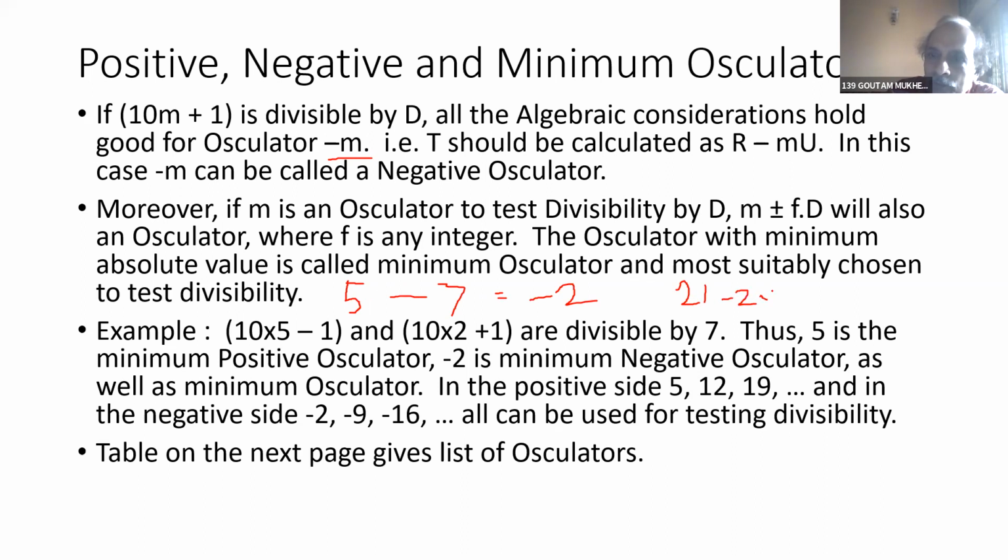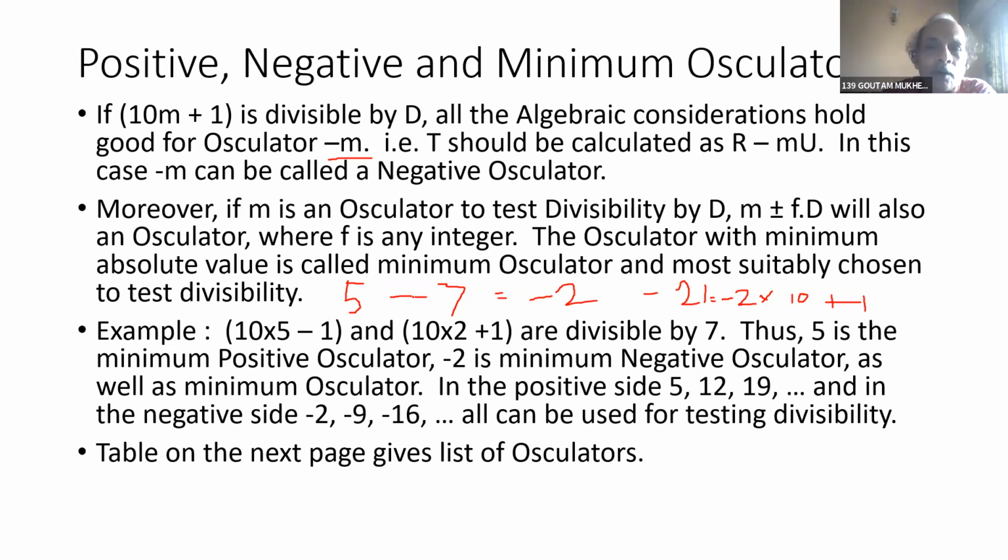Because minus 2 into 10 minus 1 is minus 21, which is divisible by 7. Actually, minus 21 is divisible by 7. You can do minus also; it doesn't matter, the whole thing being minus is also divisible. So here again, minus 2, and also 5 plus 7, which is 12. 12 can also be used as an oscillator.